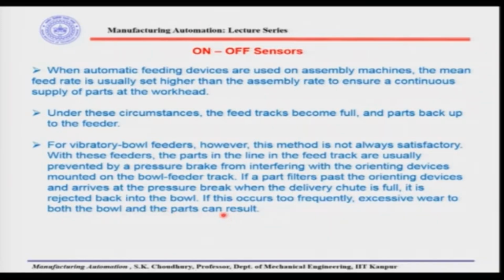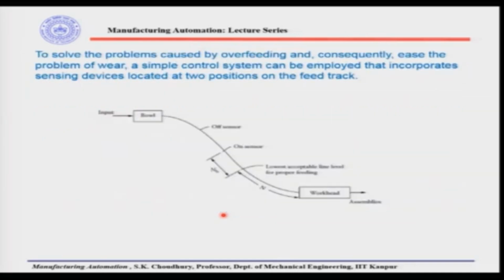So, to prevent this, there is a method that has been adopted in the industry to solve the problem caused by overfeeding, where a simple control system can be employed that incorporates sensing devices located at two positions on the feed track.